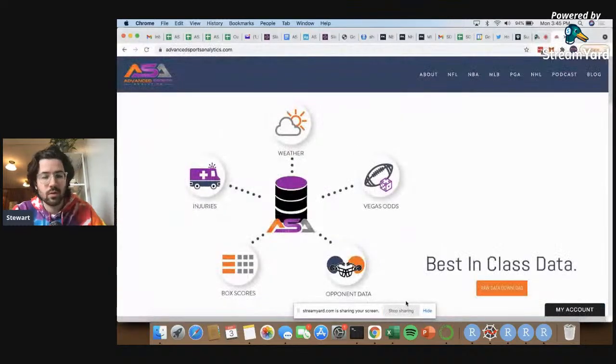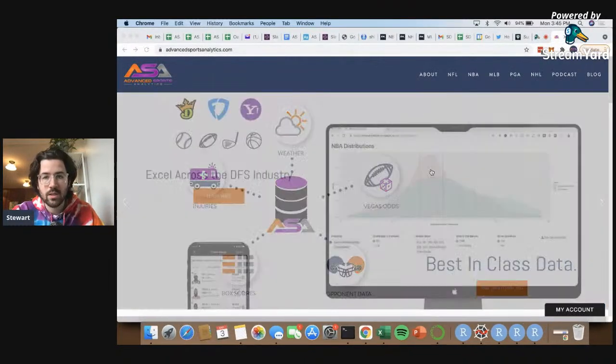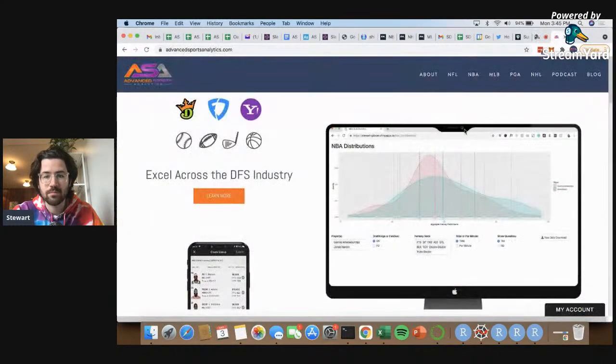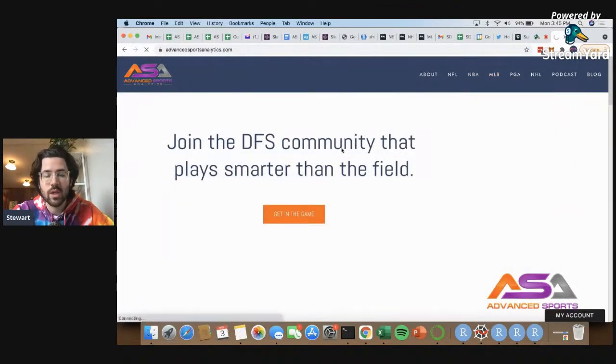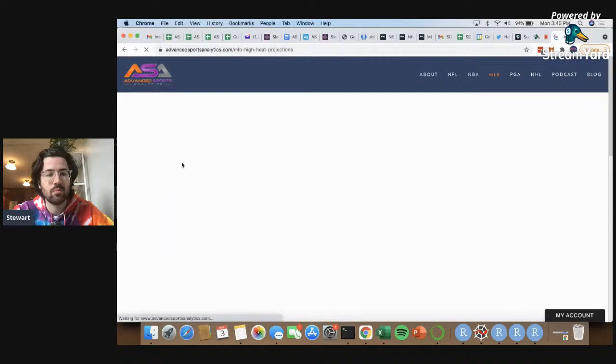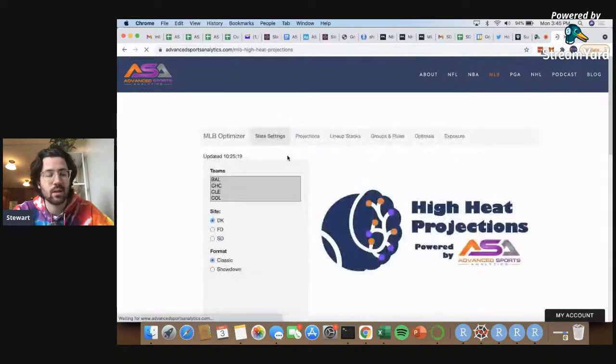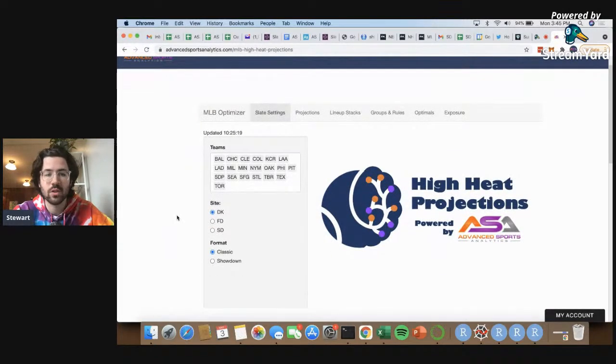All right, so on the ASA site, our MLB tools are under the MLB tab. We use the High Heat projections. That is a projection set as well as a tool with optimization functions built into it that allows you to build tournament-viable or cash game viable lineups at scale.